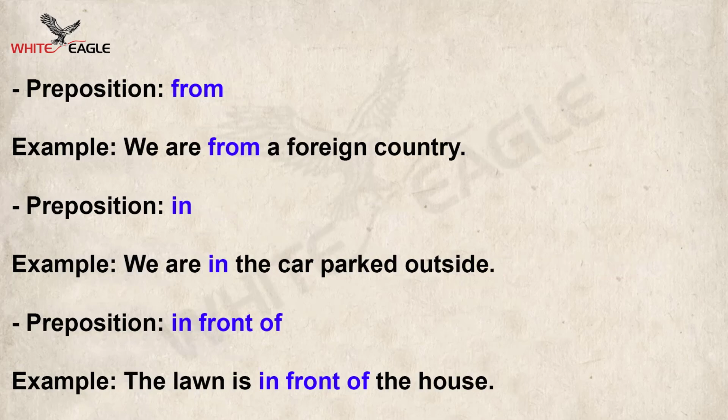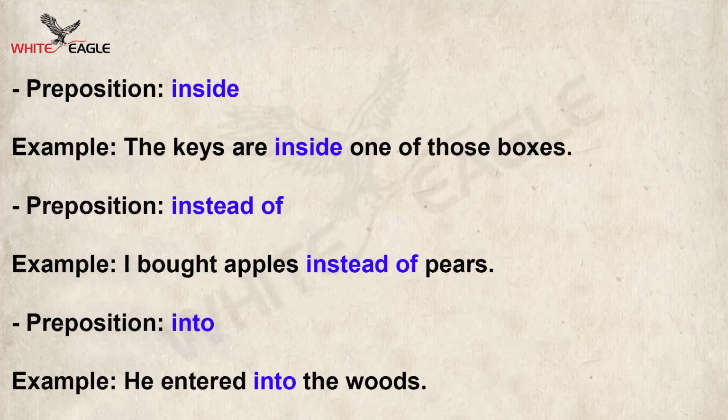Preposition: from. Example: We are from a foreign country. Preposition: in. Example: We are in the car parked outside. Preposition: in front of. Example: The lawn is in front of the house. Preposition: inside. Example: The keys are inside one of those boxes.